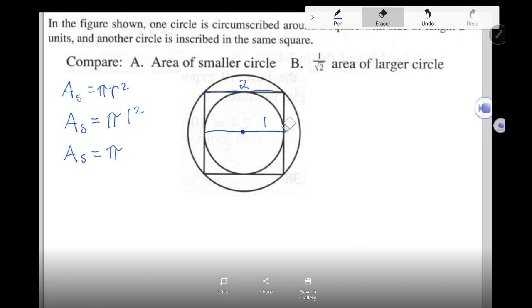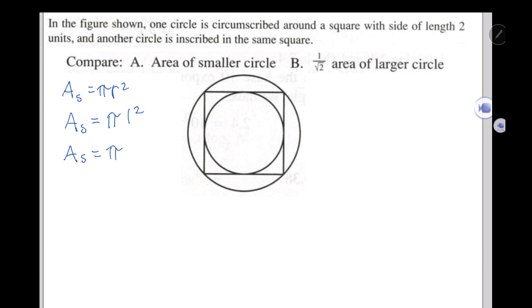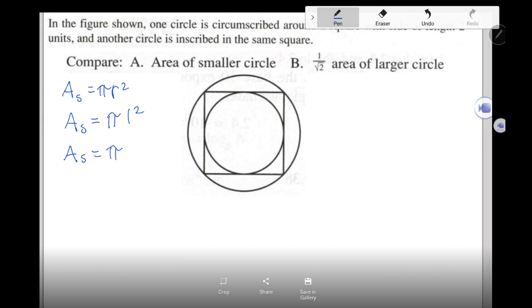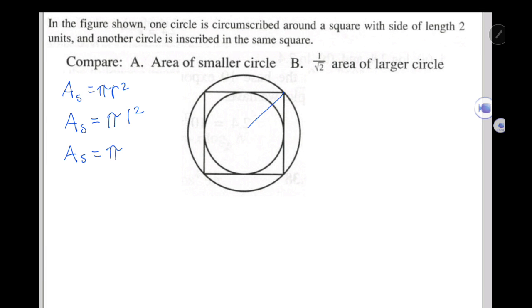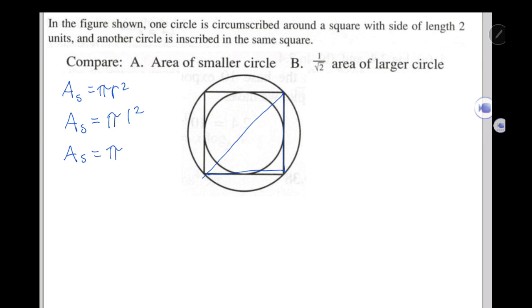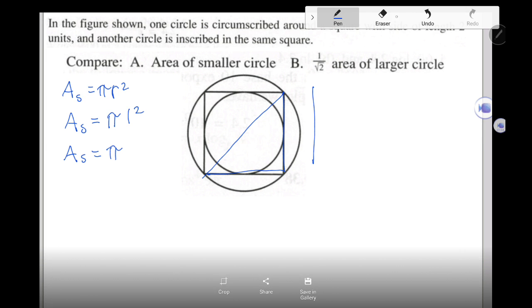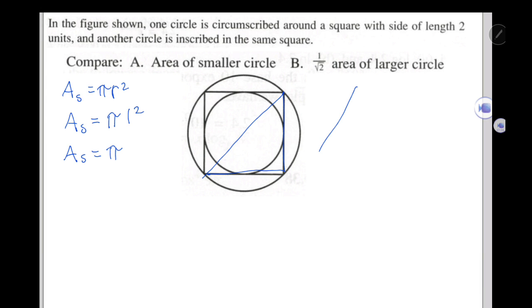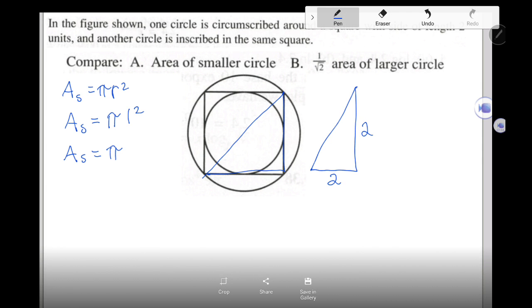Let me erase that line. We would say, for our large circle, we're thinking about this line that goes across the square. So what we have there, if you can visualize that, is this triangle. We have this triangle inside. I'll try to make it more clear out here, with a side of 2 and a side of 2. It's not drawn to scale.